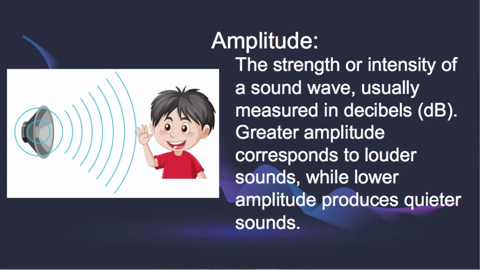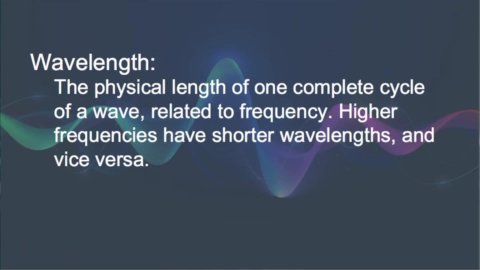The second one is the amplitude. The strength or intensity of a sound wave is usually measured in decibels. Greater amplitude corresponds to louder sounds, while lower amplitude produces quieter sounds. The third one is wavelength, the physical length of one complete cycle of a wave, related to frequency. Higher frequencies have shorter wavelengths and vice versa.